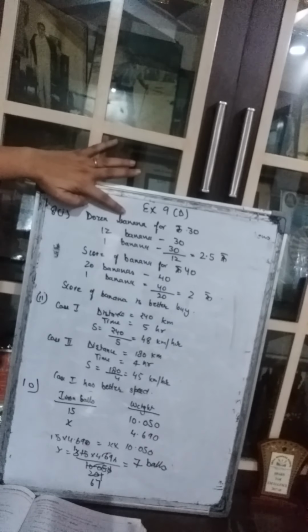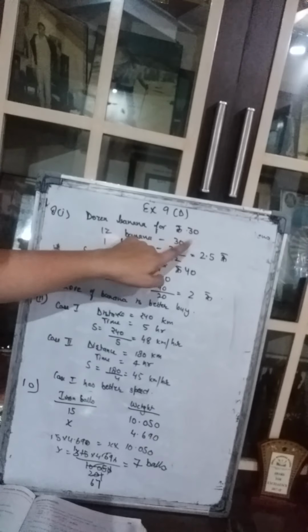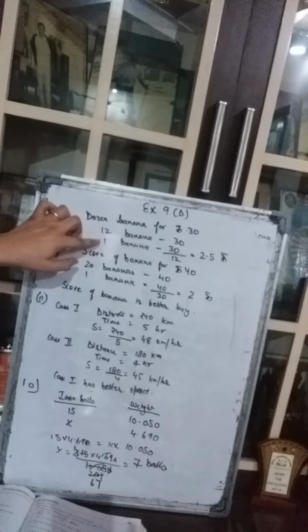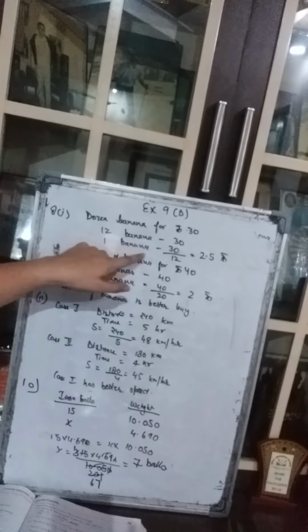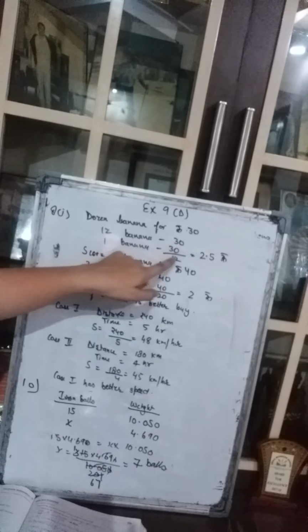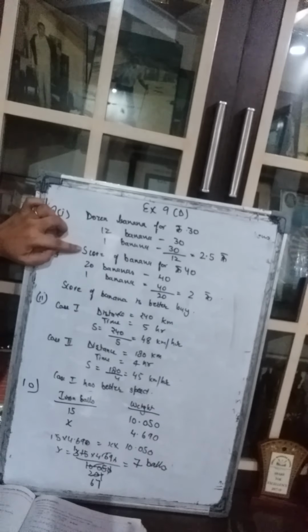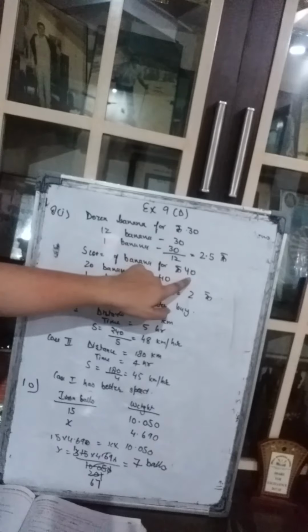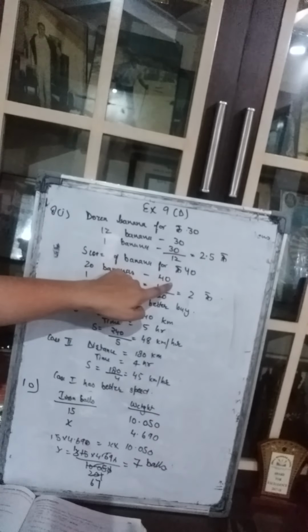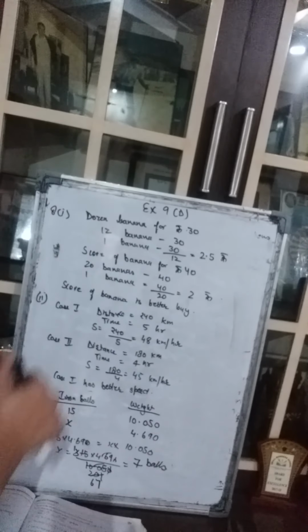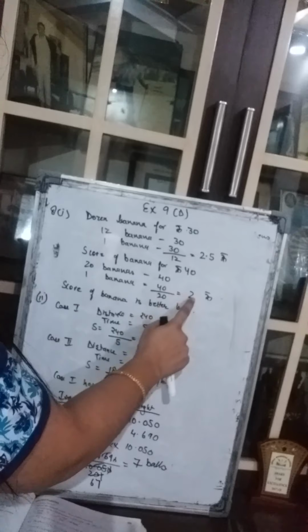So dozen bananas, dozen means 12. 12 bananas, they are costing rupees 30, right? So one banana, let's find out the cost of one banana. Then we can compare these two. So one banana will cost rupees 30 upon 12. That is equal to 2.5 rupees. Right? Now, second option is score of bananas for rupees 40. Score means 20. 20 bananas, they are costing rupees 40. So one banana will cost 40 upon 20. That is equal to 2 rupees.